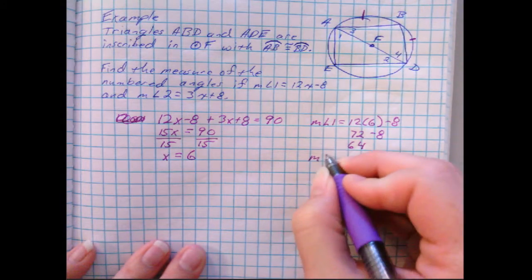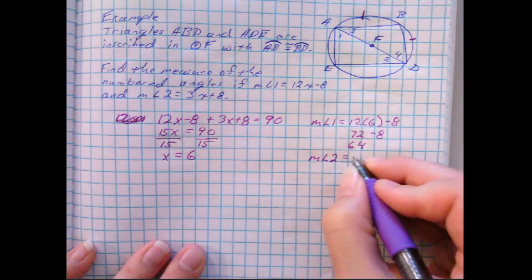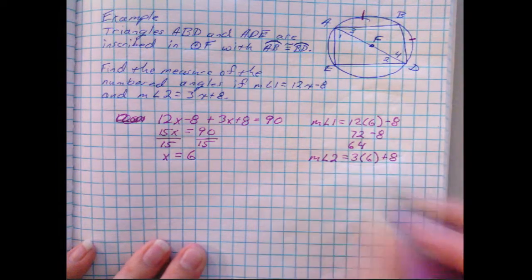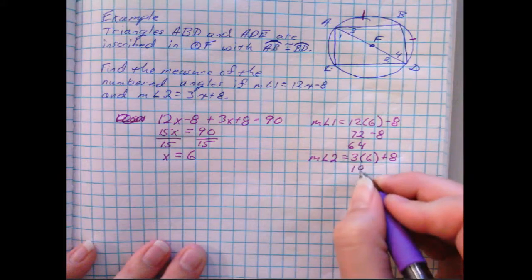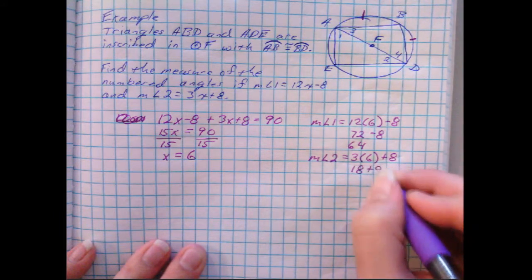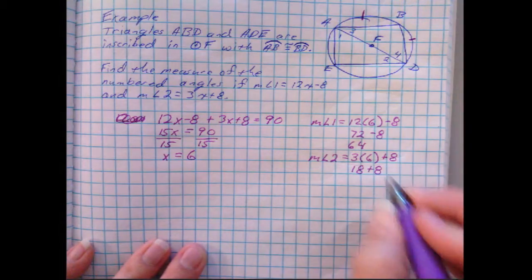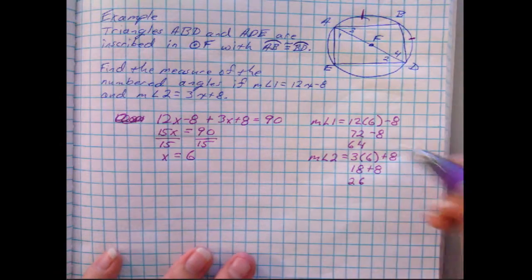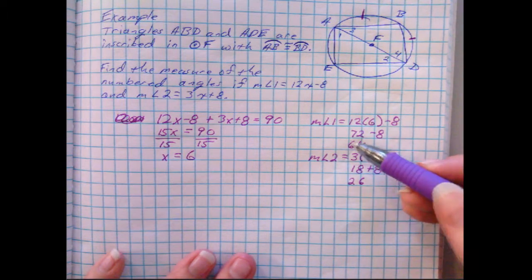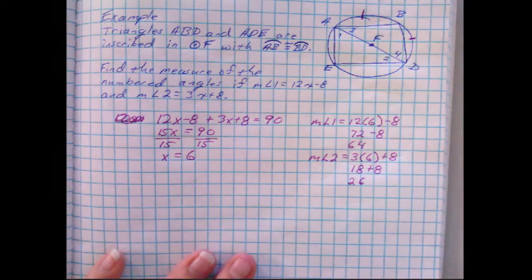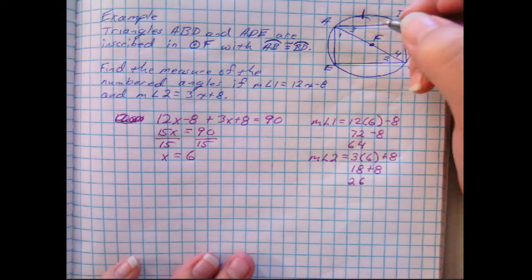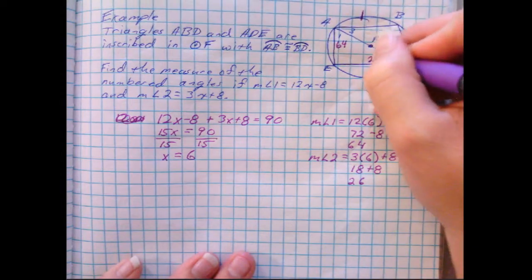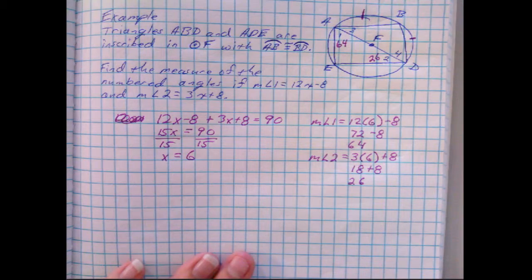And then for the measure of angle 2, we're going to have 3 times 6 plus 8. 3 times 6, we're looking at 18 plus 8. So we're looking at 26. If we add these two together, we should get our 90. 60, 70, 80, and another 10 is 90. So the measure of angle 1 is 64. The measure of angle 2 is 26.